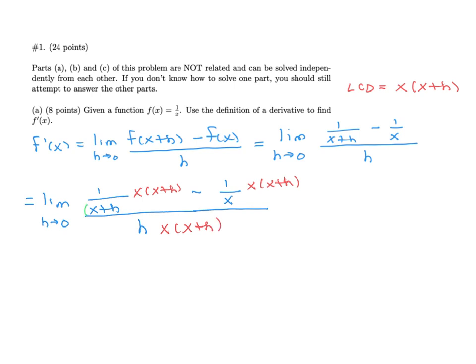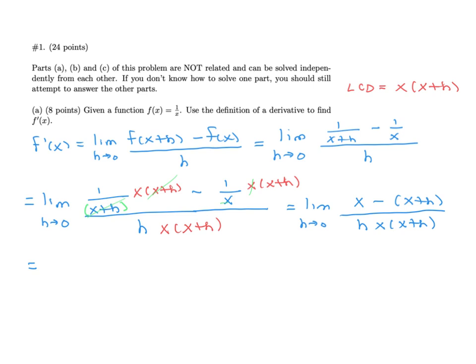So what cancels? The x plus h, over here the x, those denominators are now 1. What we have left over is the limit as h goes to 0 of, here we just have x, so I'll put x. Then we have minus. Here it's just x plus h, being careful to keep the parentheses, so I'll put minus x plus h. And I'll write the denominator as h times x plus h.